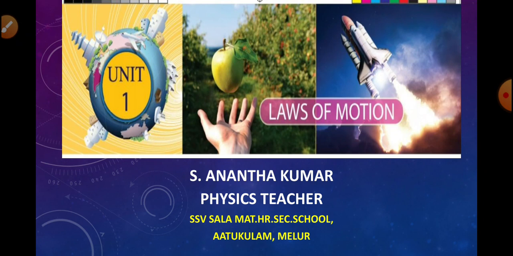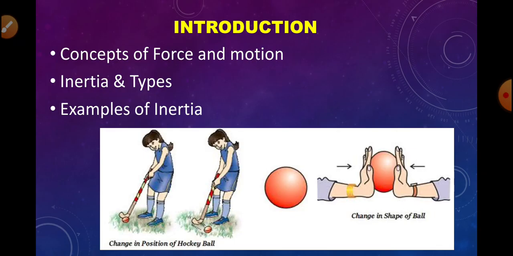In this session, we are going to discuss Unit 1, Laws of Motion. Already we have learned about the various types of motion such as linear motion, circular motion, oscillatory motion and so on. So far, we have discussed the motion of bodies in terms of their displacement, velocity and acceleration. In this unit, let us investigate the cause of motion. In the introduction part, we are going to study the concept of force and motion, inertia and types, and examples of inertia.